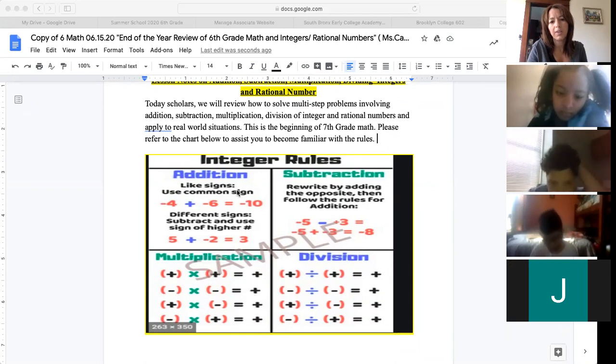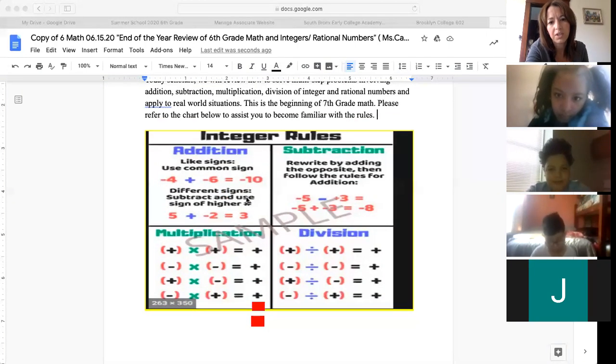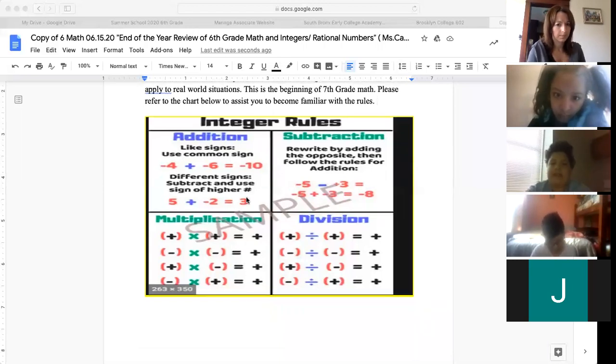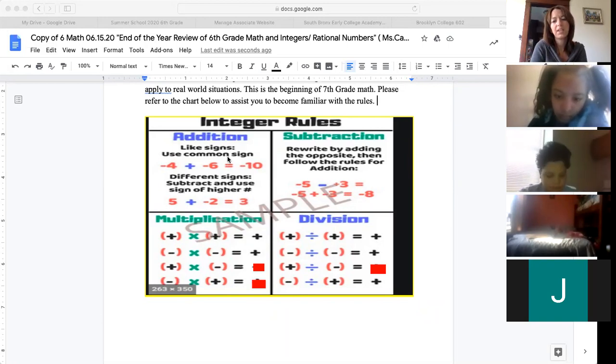Aiden Burnell, can you read the addition rules for me on my screen? It says addition. What does it say to do? Integer rules, addition. Like signs, use common signs. Negative 4 plus negative 1 equals negative 5. Different signs, subtract and use the sign of the higher number. 5 plus negative 2 equals 3. Remember, when the signs are the same, we keep the sign and add. When the signs are different, we take the sign of the higher number and we subtract.